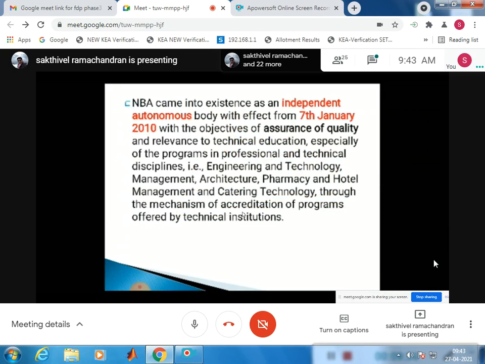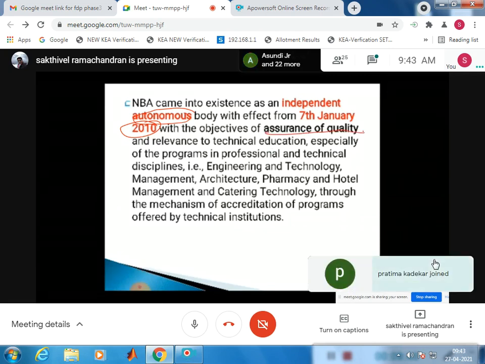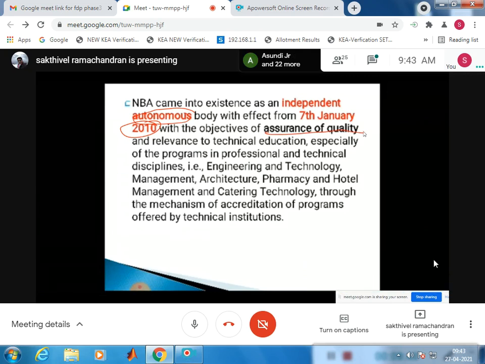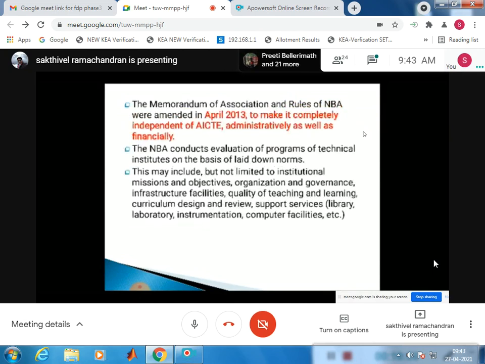Later on, the NBA became an independent and autonomous body by the year 2010. The objective is to ensure the assurance of quality, mostly with respect to technical education being offered all over India. Keeping this in mind, it has been made fully independent and autonomous, and certain privileges have been offered to it, and later it even became financially independent from AICTE by the year 2013. So it becomes an autonomous body which has the whole right of validating, evaluating, and then accrediting a program of that particular institution.